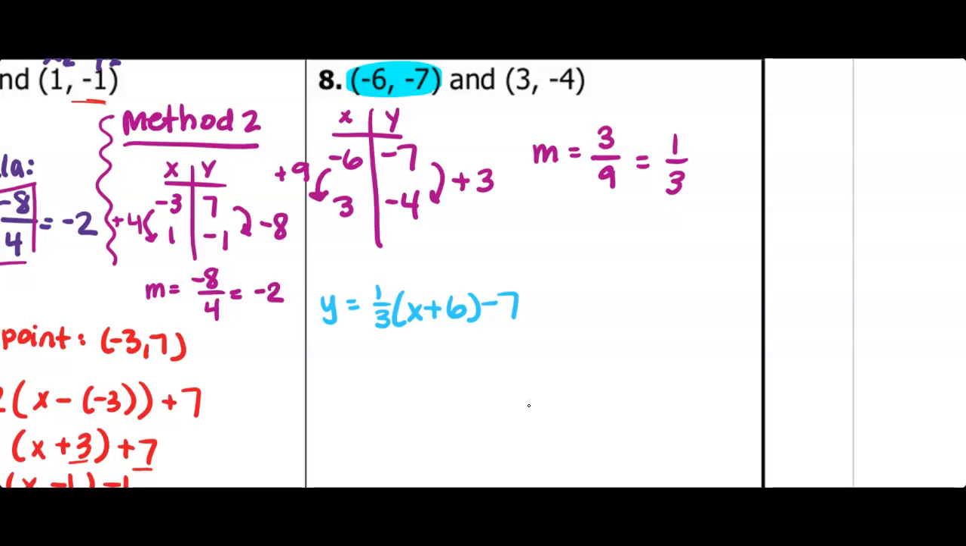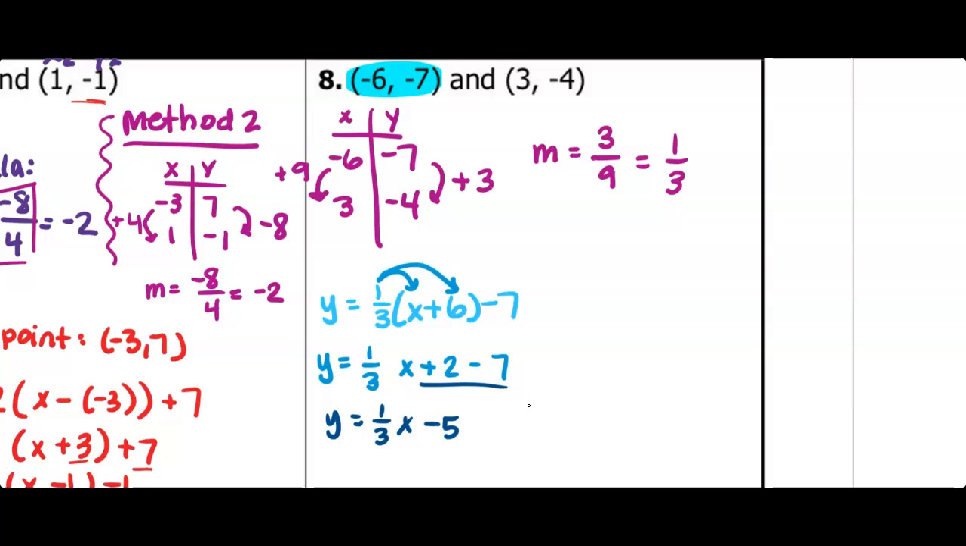So I'm going to distribute my 1/3 into my parentheses. So I'm going to have y is equal to 1/3 times x plus 1 times 6 is 6, divided by 3 is 2, minus 7. And then I will, you know what? I just wrote that wrong. I distributed to get rid of the parentheses, so I need to not have parentheses in my answer there. And then you combine your 2 and your -7 to then get y is equal to 1/3 x minus 5.